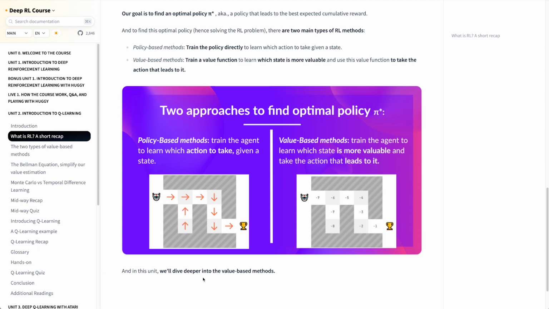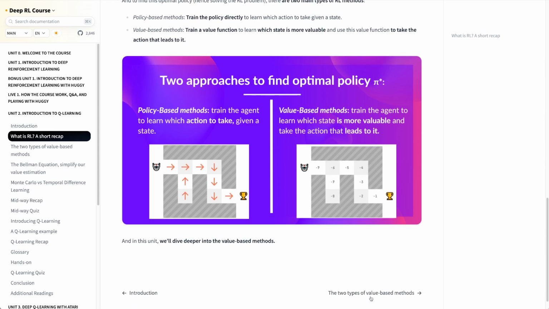In this unit, we'll dive deeper into the value-based methods. Perfect. There's two types of value-based methods.